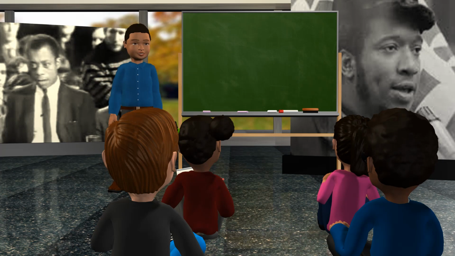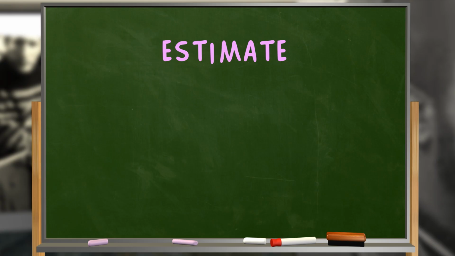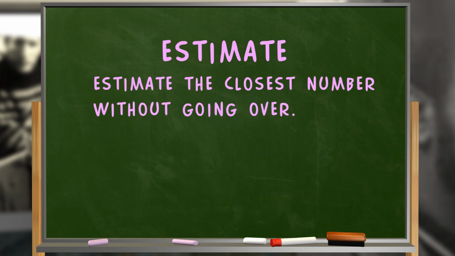The second way we can do it is we can estimate. By memorizing our multiplication facts, you will be able to visualize and estimate. So when we visualize, estimate the closest number without going over.